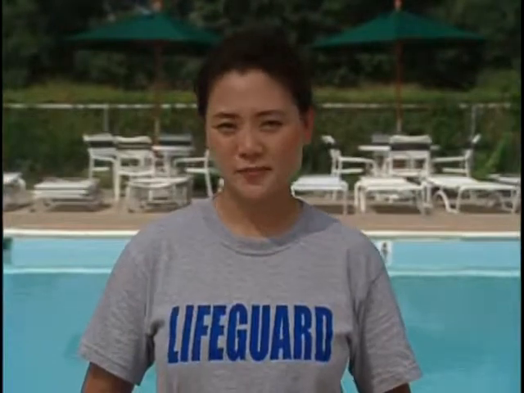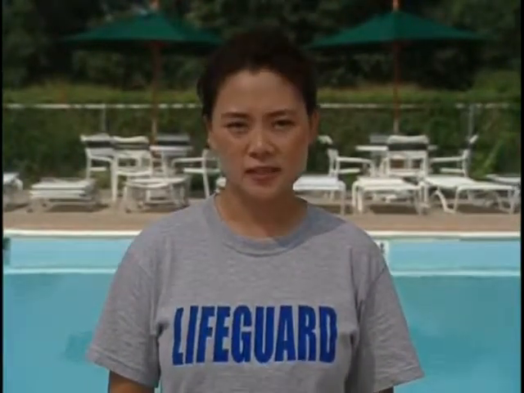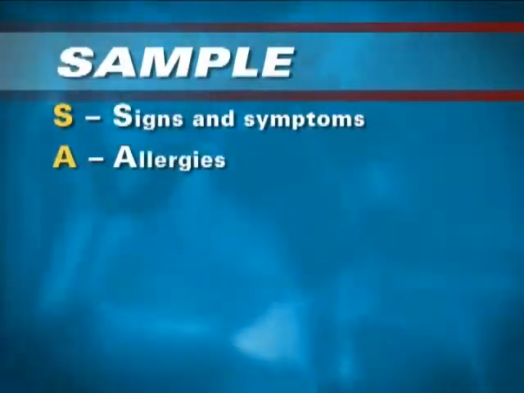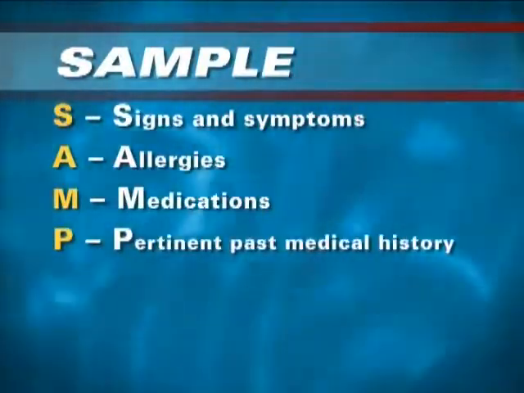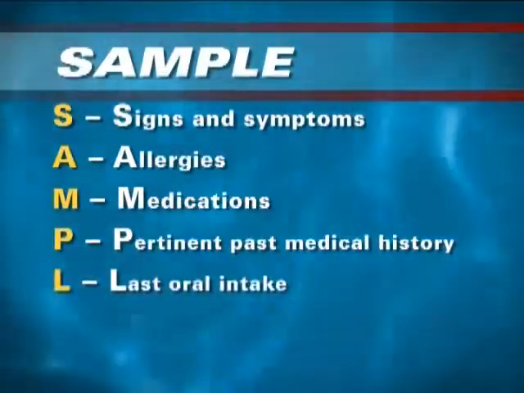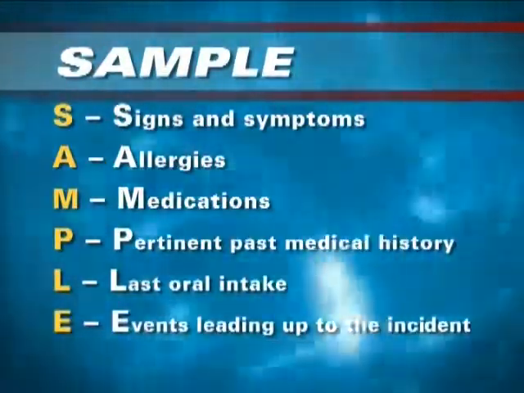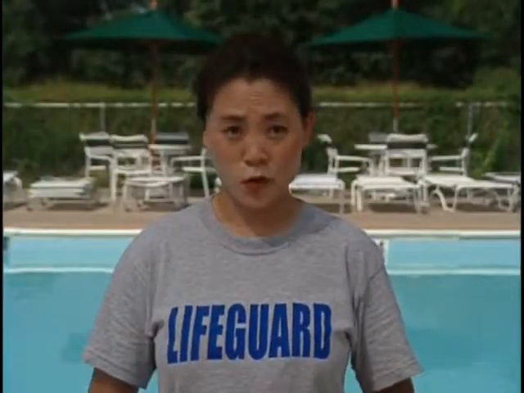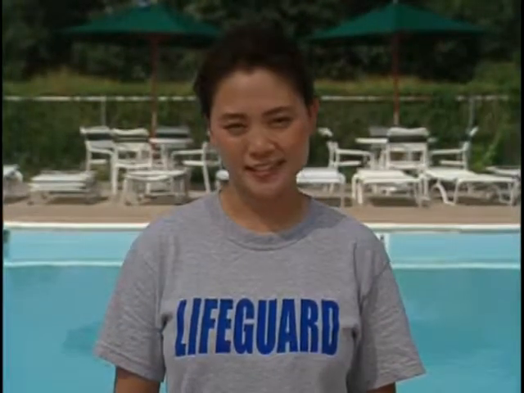Once you determine that the victim is conscious and breathing and has no life-threatening conditions, perform a secondary assessment to learn more about the victim's condition. Use the SAMPLE method to get a brief history. SAMPLE stands for S, signs and symptoms, A, allergies, M, medications, P, pertinent past medical history, L, last oral intake, E, events leading up to the incident. Interview the victim or bystanders to get the information you need. For a child or infant, you may need to interview the parent or guardian to gather the information.